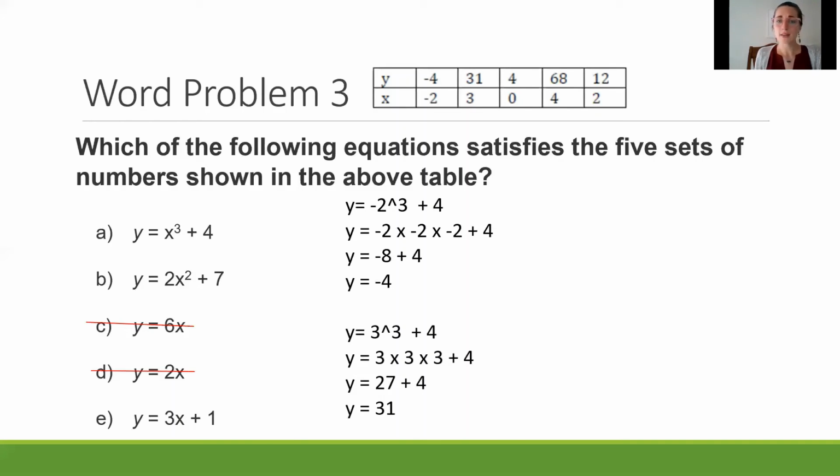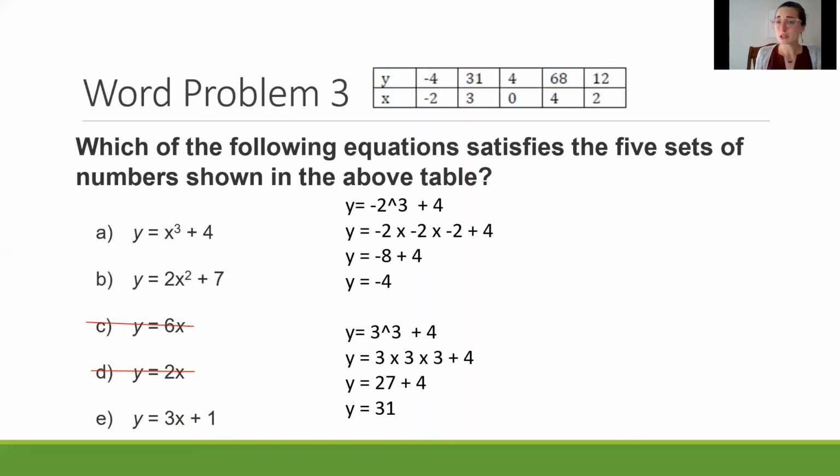So let's try the number 3. So y equals 3 to the third plus 4. Or we could say 3 times 3 times 3 plus 4. Well, 3 times 3 is 9, times 3 is 27. And when we add 4 to that, we get 31. So y equals 31, and that matches with our pairs.